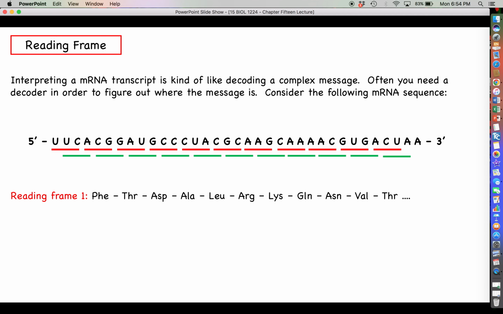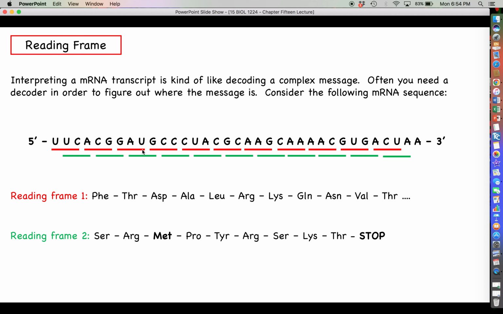Let's look at a different reading frame. What if instead of reading in triplets UUC, ACG, this UCA right here is what we choose to read as our codon? If that starts the reading frame, then suddenly our reading frame becomes UCA, then CGG, then AUG, then CCC, then UAC, and so on. If that's the case, then our reading frame would look completely different. UCA codes for serine instead of phenylalanine, so this reading frame would go serine, arginine, methionine.